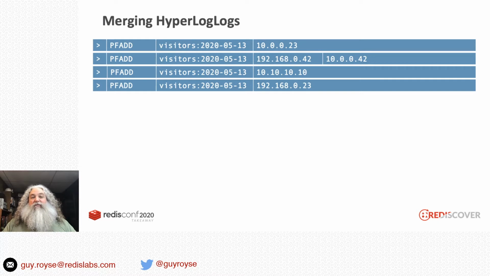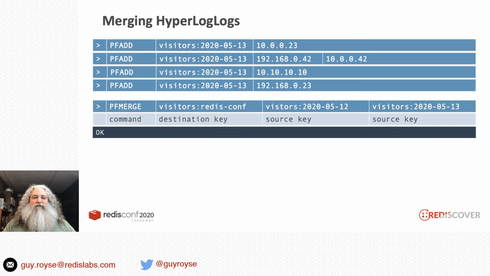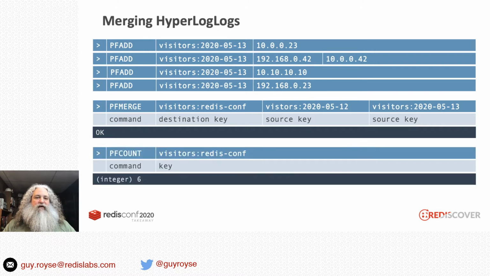You can actually merge HyperLogLogs themselves with the pfmerge command, and you give it a key you want the new content to go into, and the keys of the source content. So here we've done several adds to add IP addresses for today, for the training day, for RedisConf. And then we're going to merge them together into a total visitor count based on IP address for all of RedisConf.